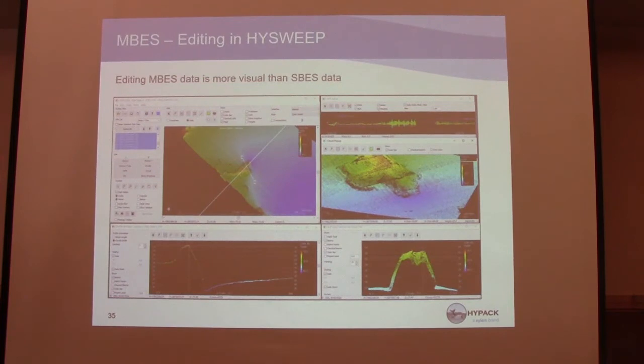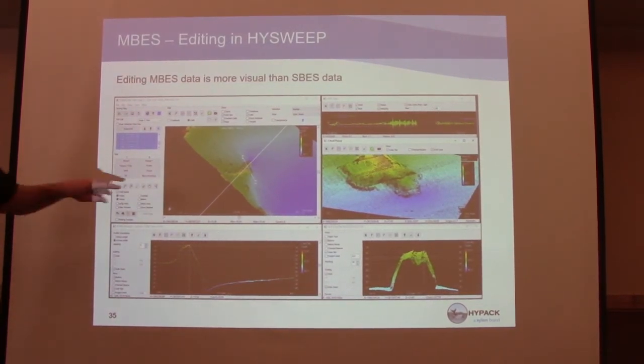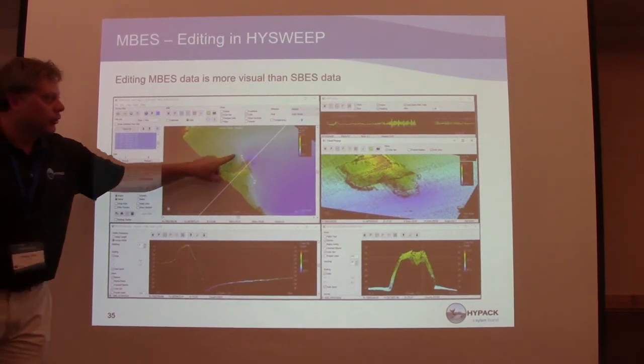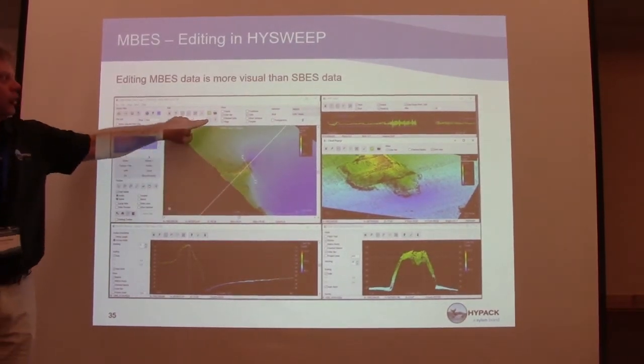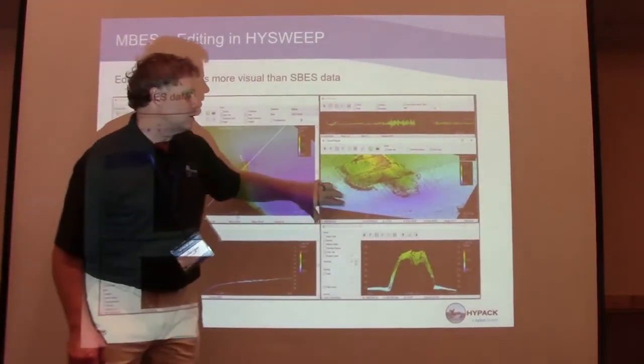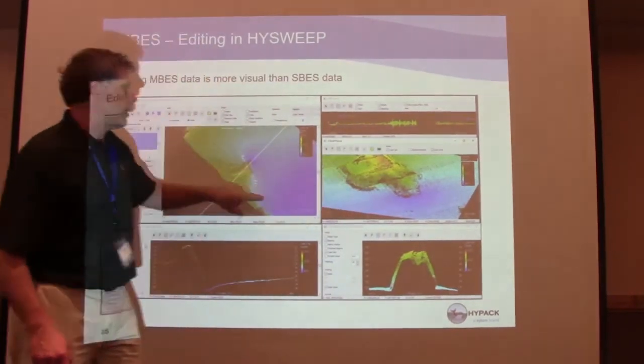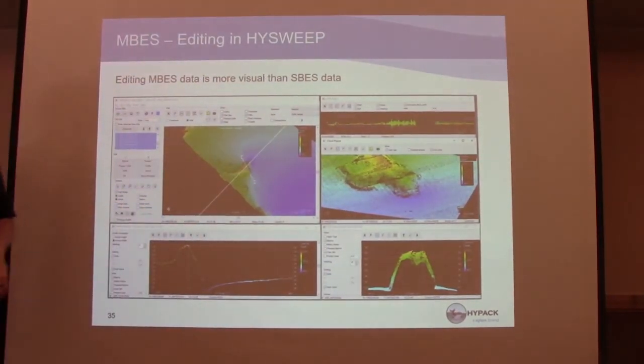Editing in HYSWEEP. The one thing that you get in HYSWEEP or MBMax 64 that you don't get in SBMax 64 is the point cloud. You don't get a point cloud in SBMax. So you can highlight an area here, you can hit the cloud pop-up, and now it's going to show you the cloud pop-up for that window that you've selected.